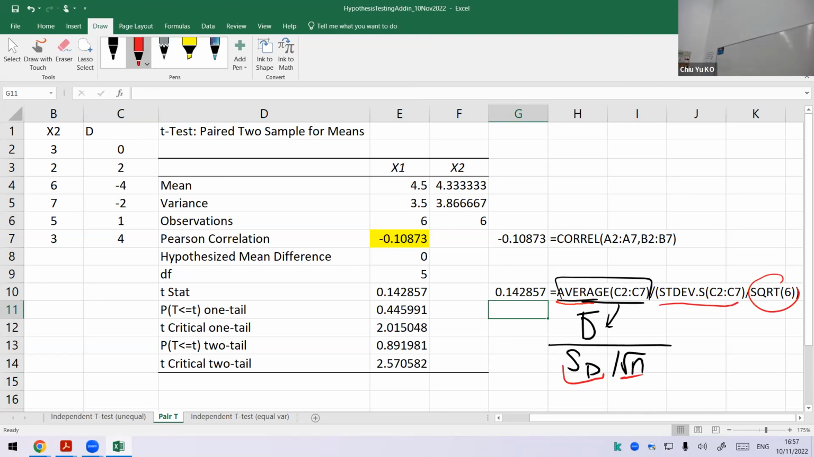Is there any problem? I hope at least you know where each number in your slides comes from. Of course, you don't really need to remember the exact formula, but you need to know why they're there. Any question? If no, then we will go to the ANOVA.